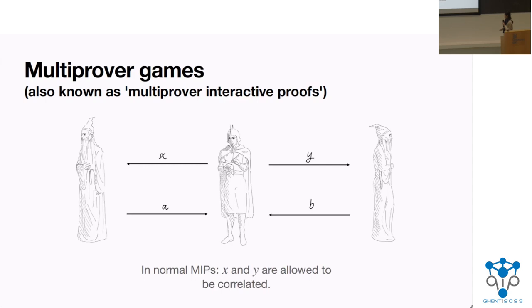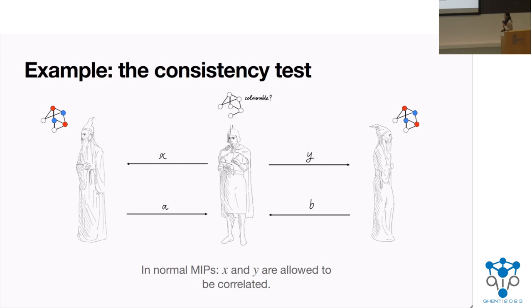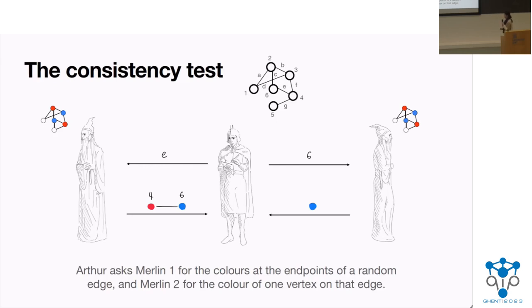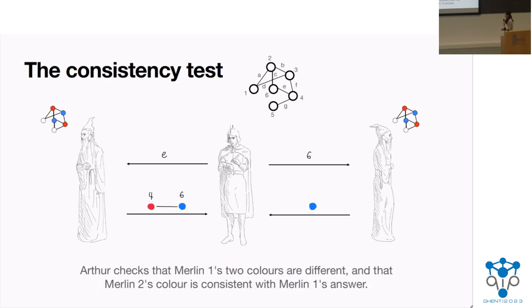So in normal MIPs, the questions, X and Y, are allowed to be correlated. And let's look at a quick example of why this is useful. Let's suppose that Arthur has a graph in mind and he wants to know if it's colorable or not. Of course the Merlins know the answer because they're all powerful. So how could Arthur find out? Well, he could ask Merlin 1 for the colors at the endpoints of a random edge and ask Merlin 2 for the color of one vertex on that edge. And then Arthur checks that Merlin 1's two colors are different, that's the colorability property, and that Merlin 2's color is consistent with Merlin 1's answer.